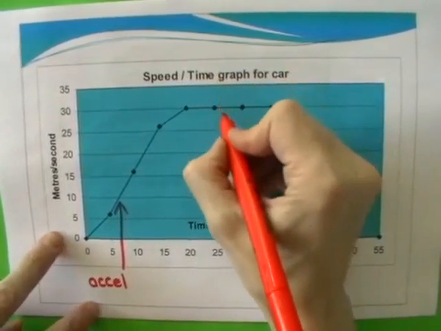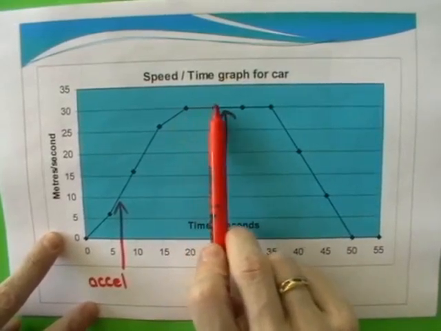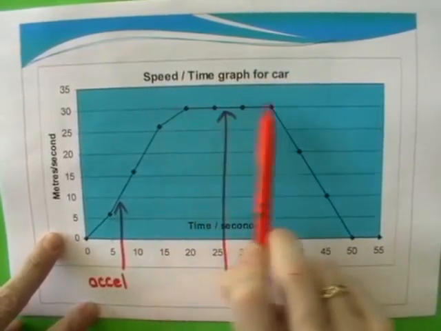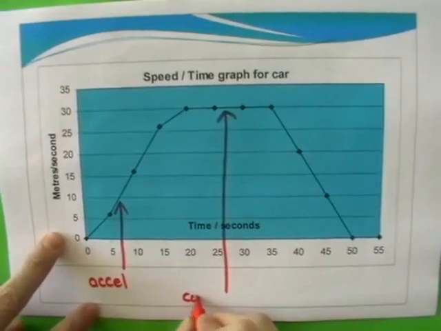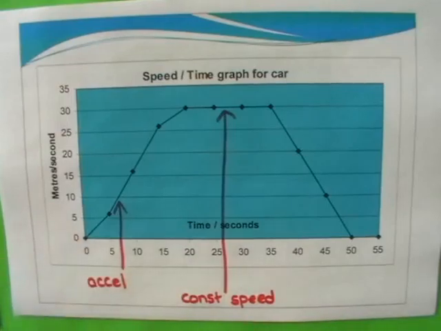In this part of the graph here, you can see that the speed is staying at a constant value over this period of time, and so you're going to say that it's moving at a constant speed. Again, this could be velocity. You could be changing that to velocity.